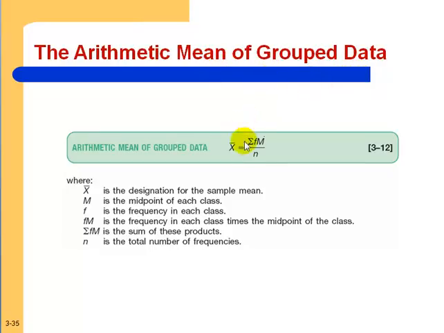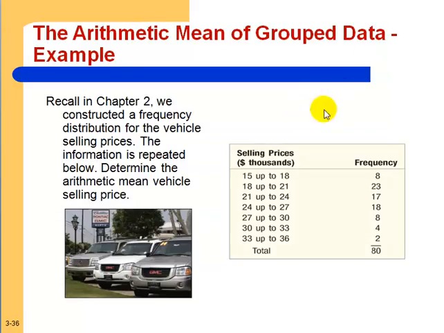This is the formula. We use x bar, meaning the sample mean for the grouped data. This m is the midpoint of each class. F is the frequency in each class, so we sum the frequency in each class times the midpoint of each class, then divide by the total number of frequencies. Say, this is the table formula.